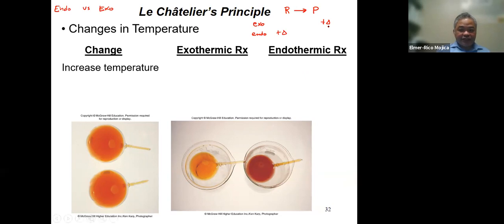Now, to simplify, treat heat as one of the reactants if you have an endothermic reaction, or a product if you have an exothermic reaction. So what do you think happens to K in the exothermic reaction if you increase the temperature? Will K go up or down? What happens if you increase the temperature in an exothermic reaction? Which is favored, the forward or the backward reaction?